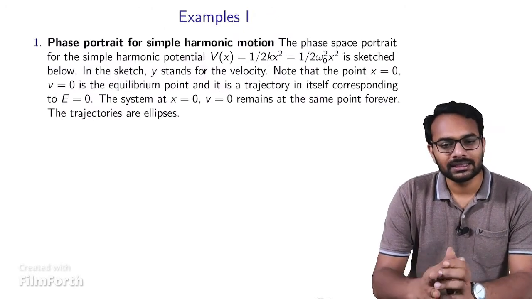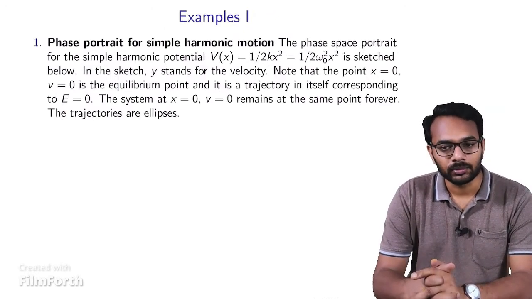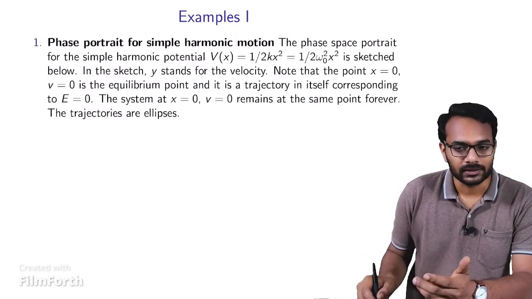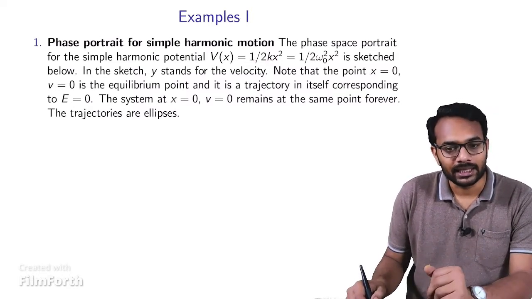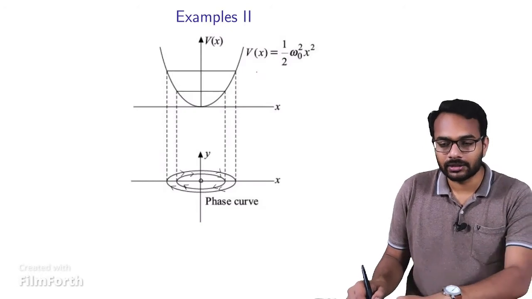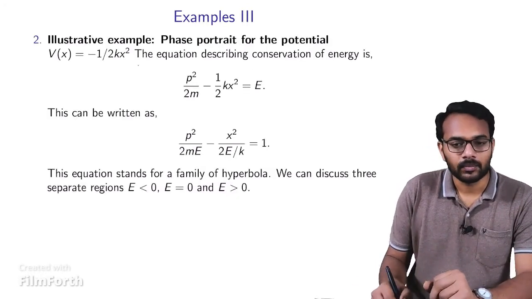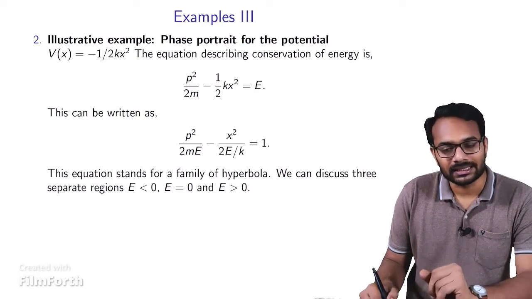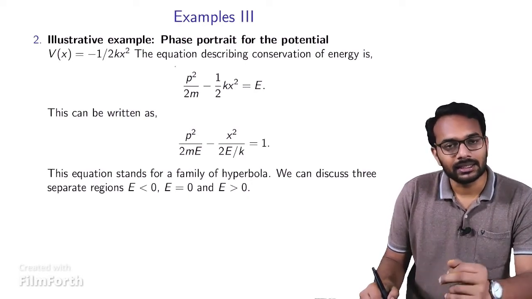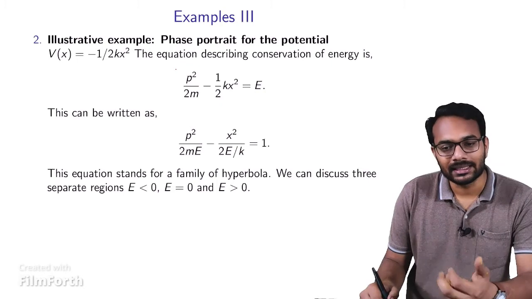We also discussed the problem for simple harmonic motion. We already know the plot for half kx squared, but you could try to plot this using the steps that we highlighted. Let's go to the next problem. I hope you have tried it. We'll go into some detail with this particular example. The other problems we'll see are similar to these.